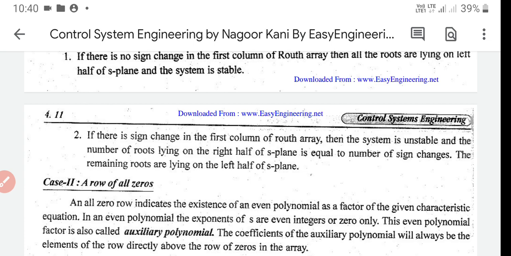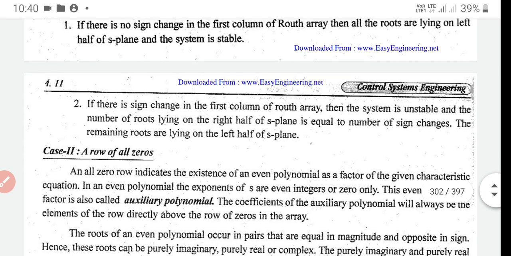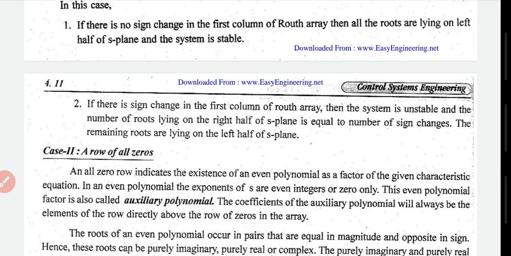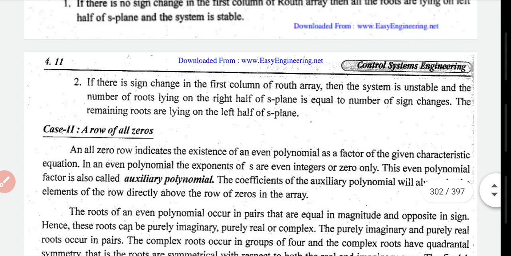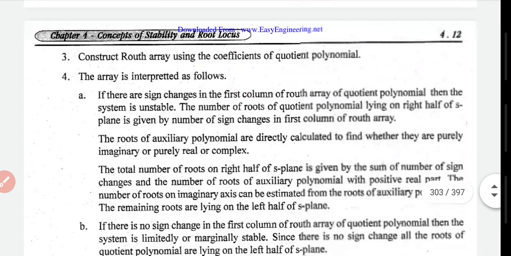That means in the first column, if all the coefficient signs are positive, there is no sign change, right? Then the system is stable. If any one of the coefficients has a negative sign in between, from plus to minus and then minus to plus, that means two sign changes. Based upon the number of sign changes, the roots are lying on the right-hand side of the S-plane. So that is the first case.